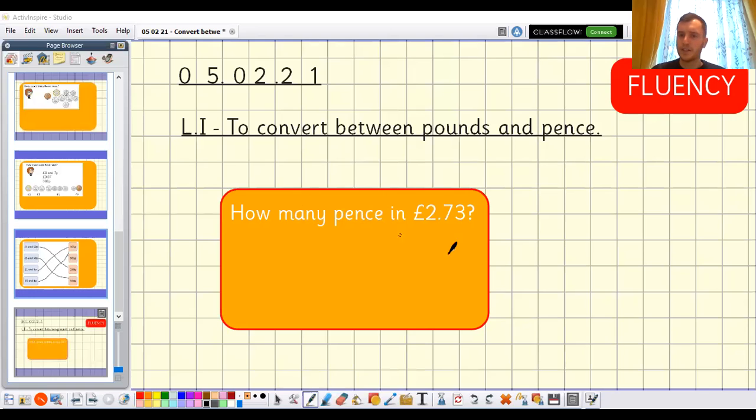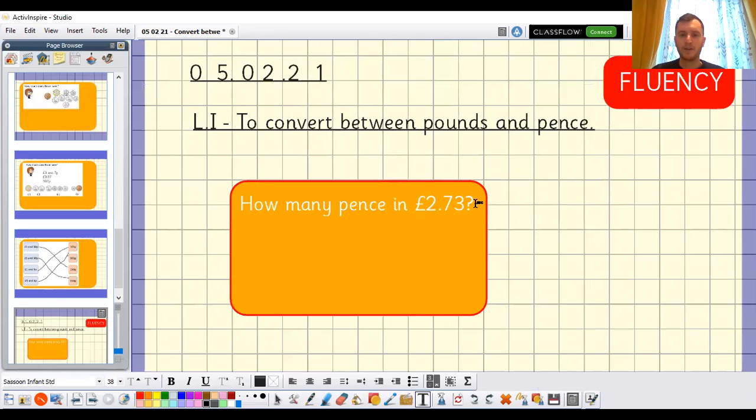Just to finish with today, we're going to finish with our fluency. Nice simple one to recap on what we've been doing today. How many pence in £2.73? So I know £2 is the same as 200 pence, plus that 73 pence. 200 plus 73 would be 273 pence. Well done if you got that one.